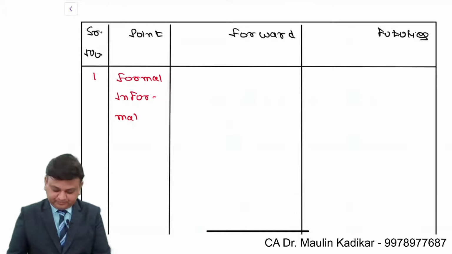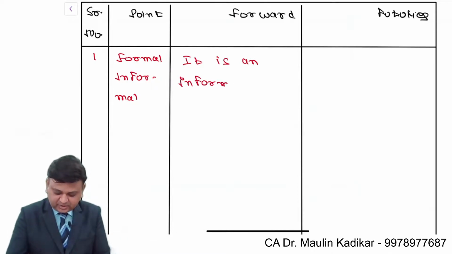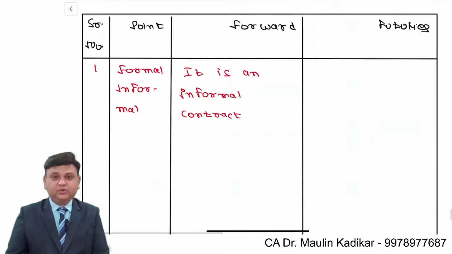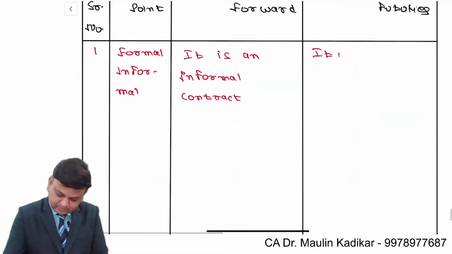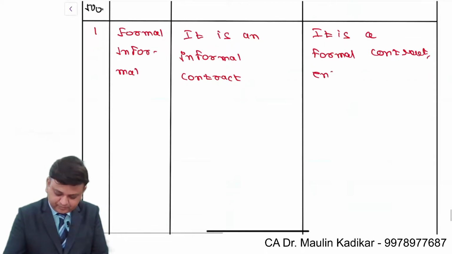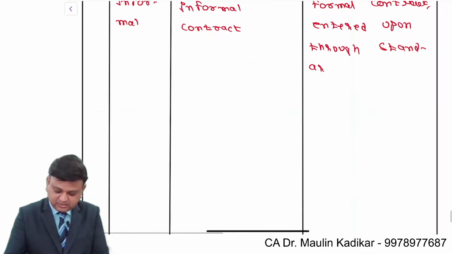In the forward column, write down: it is an informal contract. In the futures column, write down: it is a formal contract, entered upon through standardized agency.